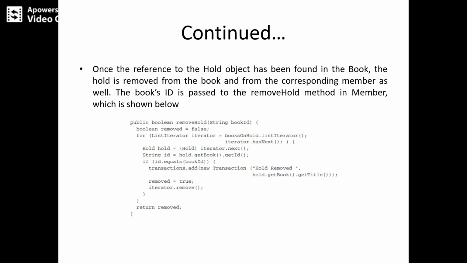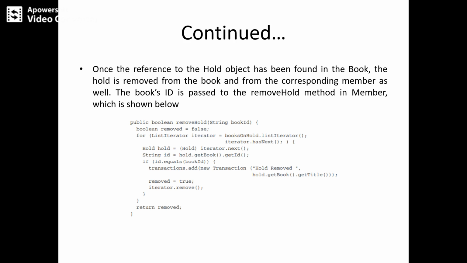Next, this part of the code shows how the book ID is passed to the remove hold method. Once we have found the book object, the hold is removed. This is followed by the corresponding member as well, because we know that the particular book ID has been held by the other book.